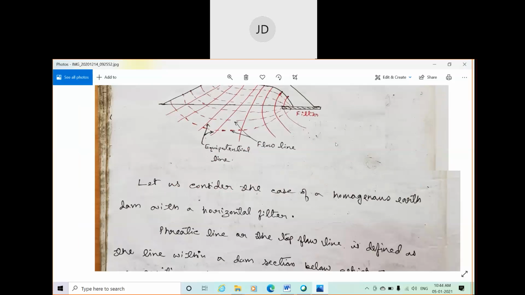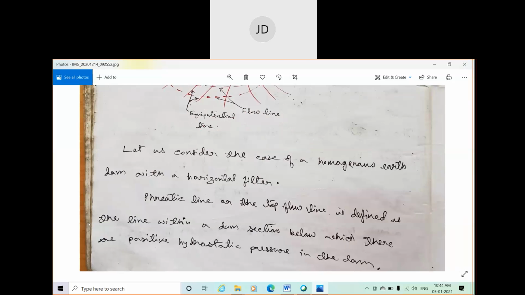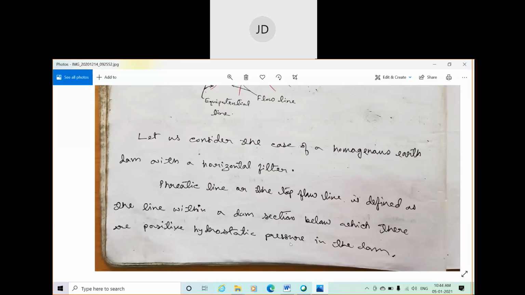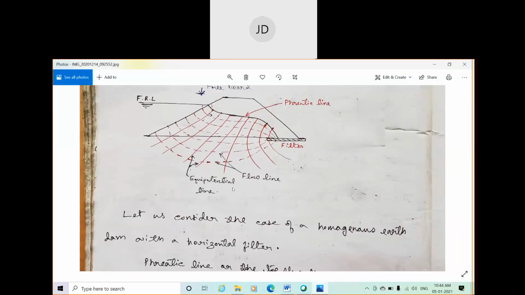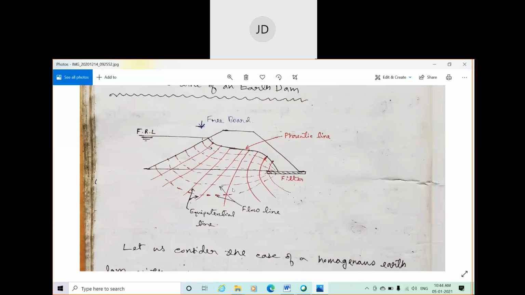The phreatic line, or top flow line, is defined as a line within a dam section below which a positive hydrostatic pressure exists in the dam. That means this phreatic line is considered the topmost streamline, below which there is positive hydrostatic pressure, and above it atmospheric pressure. And about the filter, I think this was also already discussed.